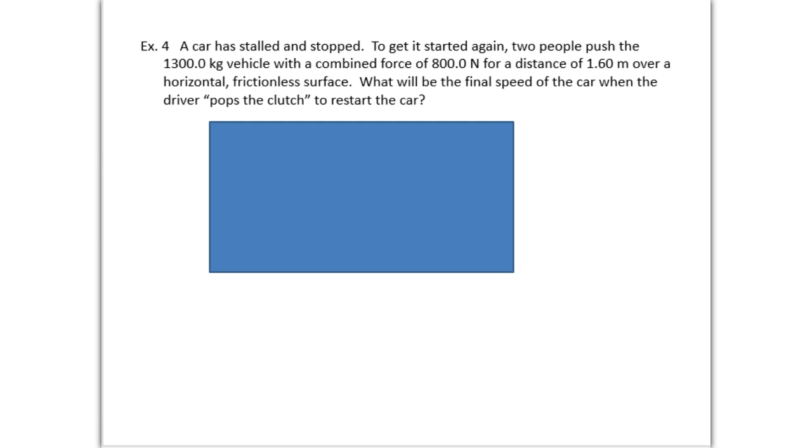Alright, so the car is stalled and stopped. To get it started again, two people push the 1,300 kilogram vehicle with a combined force of 800 newtons, and they push the car for 1.6 meters, and the surface is again horizontal and frictionless. So what's the final speed of the car when the driver pops the clutch to restart the car? So again, the car is stopped. So here's your car. You're going to push it, and it's going to get pushed 1.6 meters before it starts again.